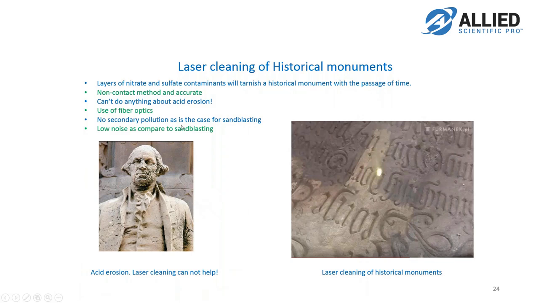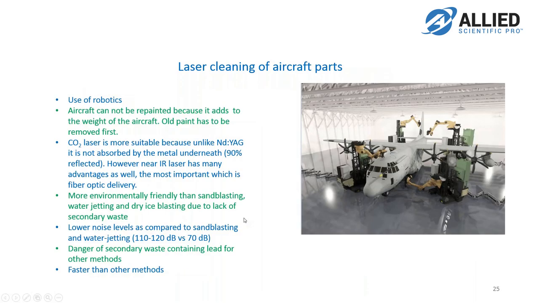In the case of acid erosion, laser cleaning can obviously do nothing. Here is a statue that has been affected by acid erosion. It's because acid eats into the material, so there's nothing that could be done about it. But laser cleaning is quite effective in cleaning historical monuments.